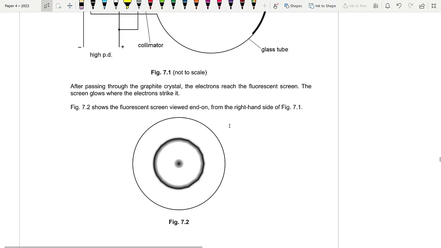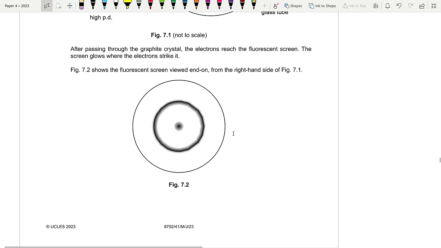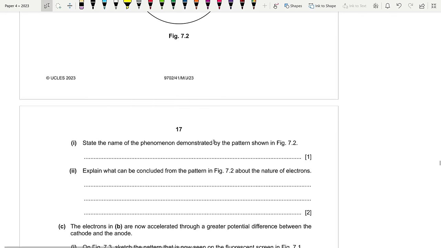After passing through the graphite crystals, the electrons reach the fluorescent screen. The screen glows where the electrons strike it. Figure 7.2 shows the fluorescent screen viewed end-on from the right-hand side of figure 7.1. So what is this phenomenon demonstrated by the pattern? This particular pattern is called electron diffraction. This phenomenon is called electron diffraction. Very, very important. We need this.